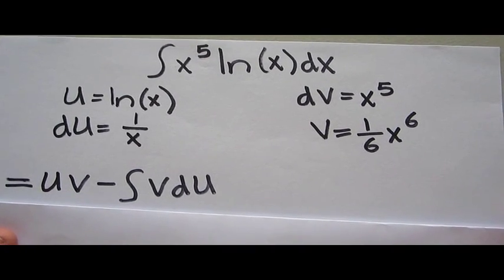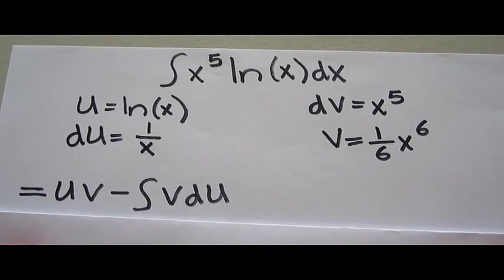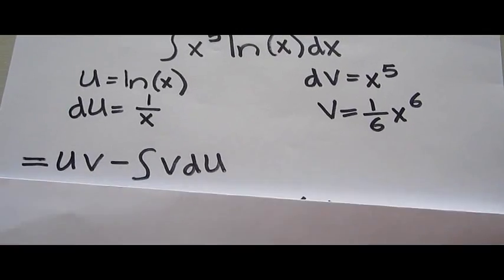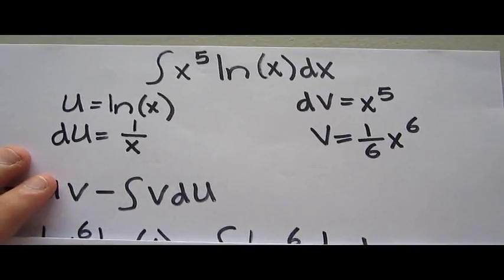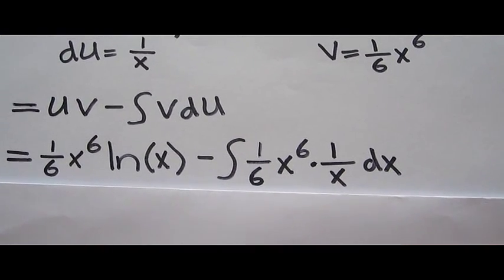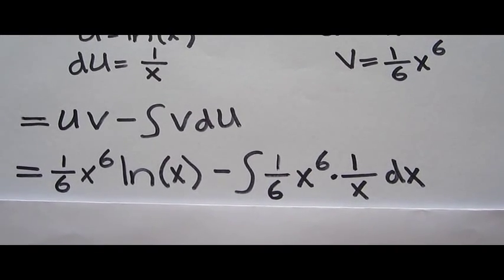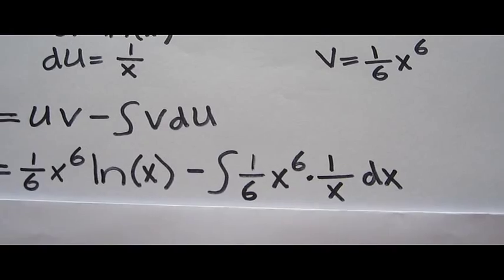The general rule for integration by parts is integral of u dv is equal to uv minus the integral of v du. Using this equation, we can plug in our u, v, du, and dv to get that the integral of x to the 5th ln x dx is equal to 1/6 x to the 6th ln x minus the integral of 1/6 x to the 6th times 1 over x dx.